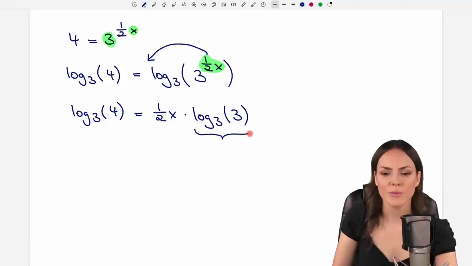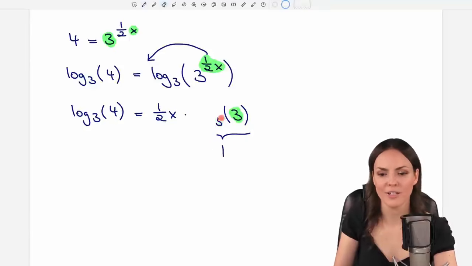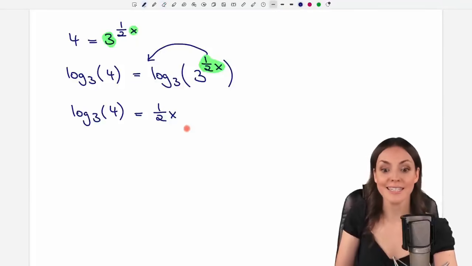And now this expression here is easy to calculate because every time the base and the number in your logarithm are the same, then this logarithm just equals 1. So we have this times 1 here. So instead of this log, I just write a 1 here times 1. I don't have to write it at all. So this looks like this.